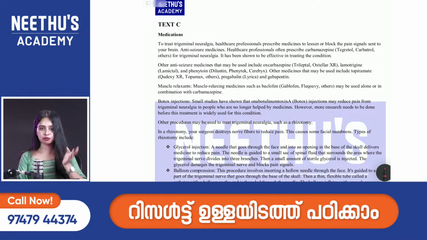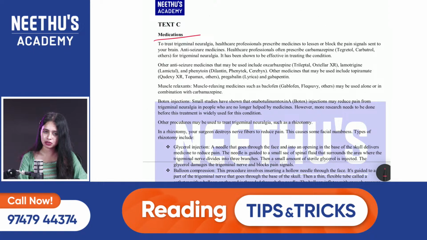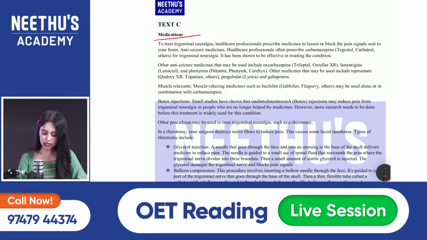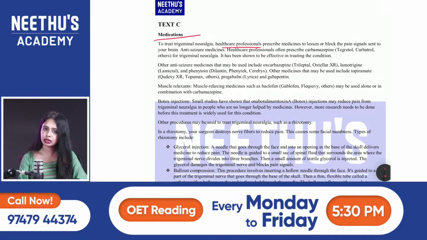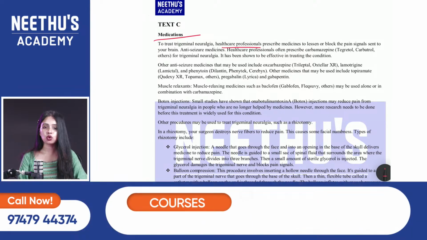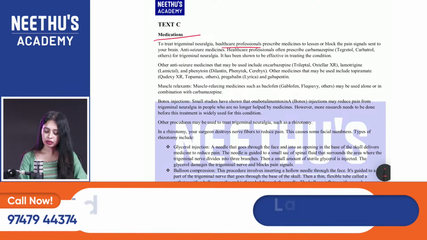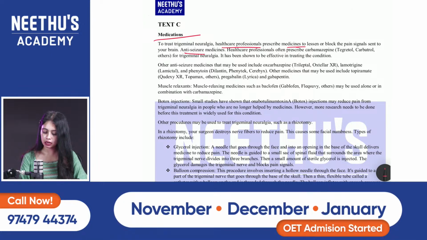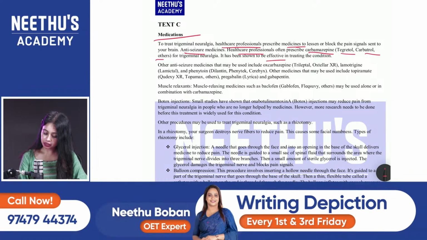Oh my god, a lot of medications mentioned here. I'm not going to read this type of medications because it is very difficult to read the names, right? Okay, but I'll try. To treat TN, healthcare professionals, see? Who? Healthcare professionals prescribe. So who will prescribe the medications? So you can write healthcare professionals, so doctors. Medicines to lessen or block pain signals to your brain. Anti-seizure medicines, health professionals often prescribe carbamazepine. Then a lot of medicines. Okay, it has been shown to be effective in treating the condition.